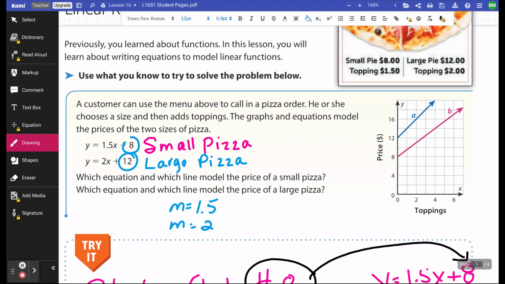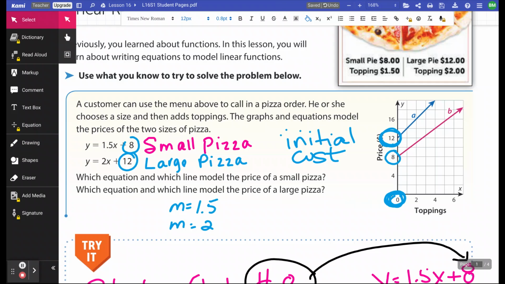Okay, so if we have 0 toppings, and at that time our cost is $8, then that must be the initial cost for a small pizza. Oh, that doesn't look good. Let's erase that. So that's our initial cost. And in fact, we could say the same thing for the y-intercept of the large pizza. That is when we have 0 toppings, and that is the cost at 0 toppings. So that's the initial cost before you add any toppings.